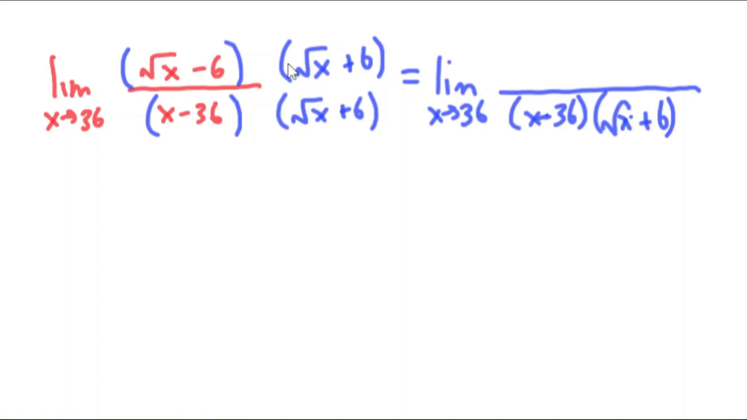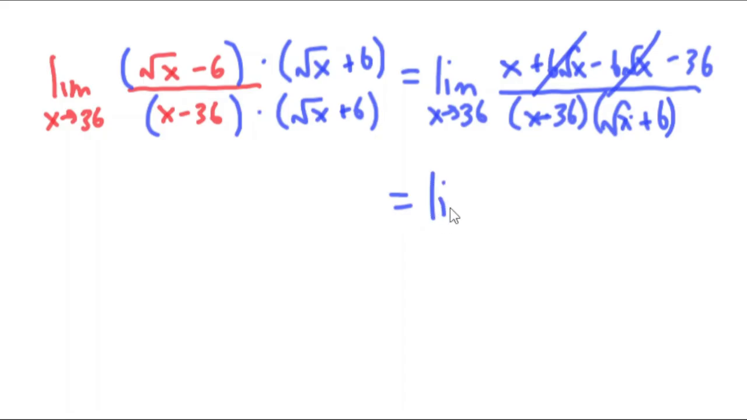In fact, we have the square root of x times the square root of x. If we FOIL this out, the square root of x times the square root of x is just x. But then we're going to have a plus 6 times the square root of x and a minus 6 times the square root of x, and those are going to cancel. And last of all, we'll have minus 6 times plus 6, which is minus 36. So notice what we get in the numerator is just x minus 36.